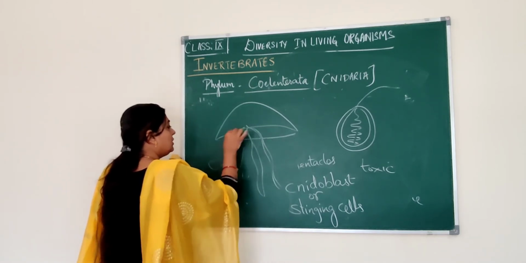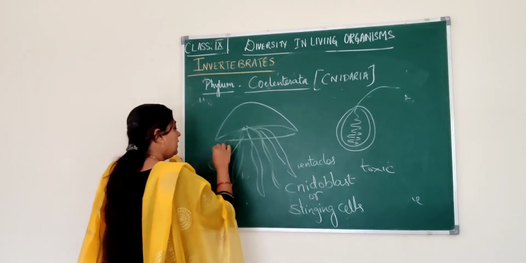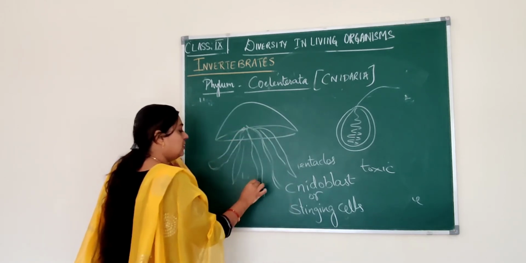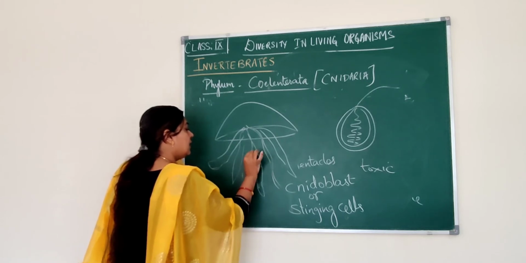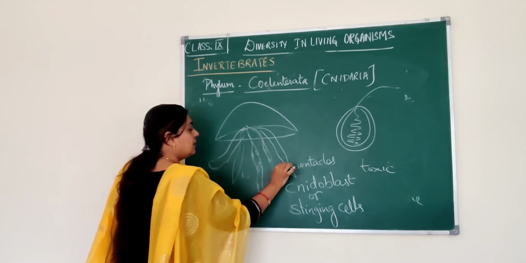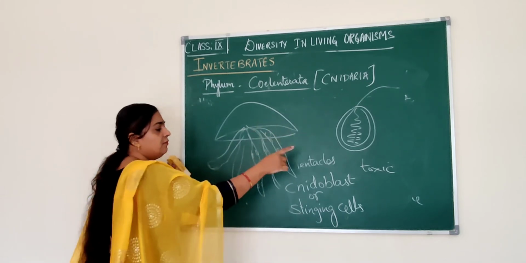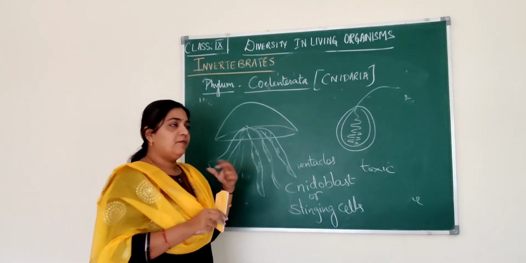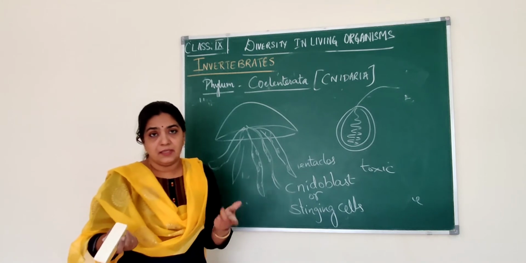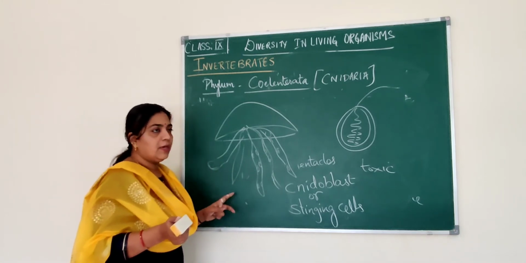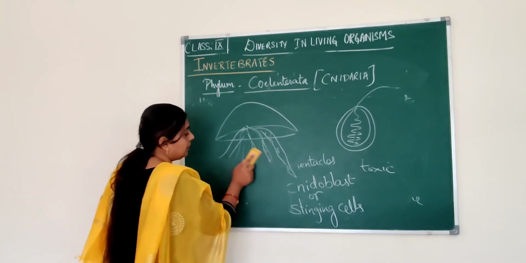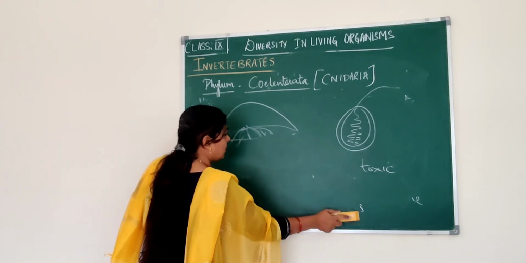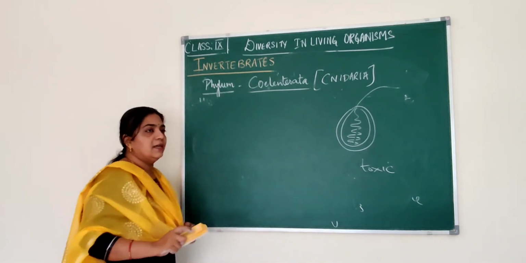If at all you have watched that movie, that is Finding Nemo, you would have seen all this thing. So they'll have these tentacles, in the tentacles you find the nidoblast, which consists of the stinging cell or the nematocyst, and if at all we come and if it really stings us, the person will die. Okay, so that's a little bit poison, that is, it is toxic. Okay, so that's about the Coelenterata.